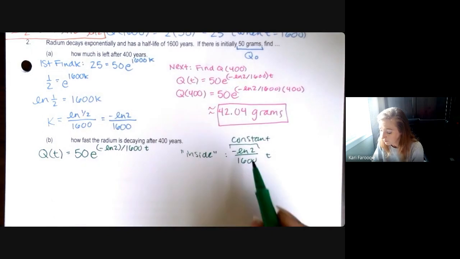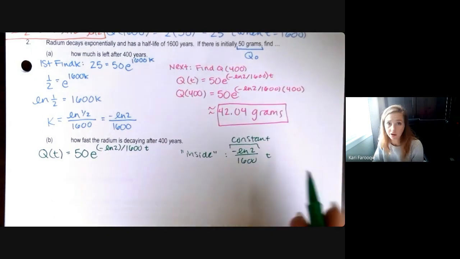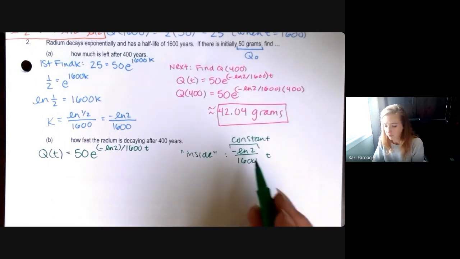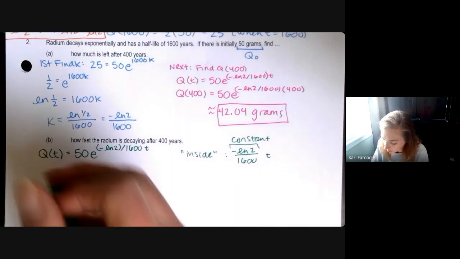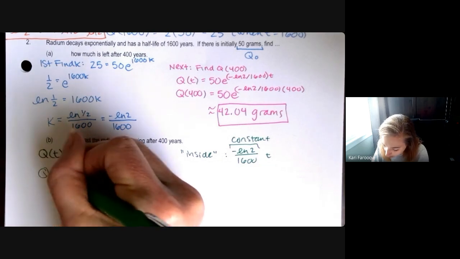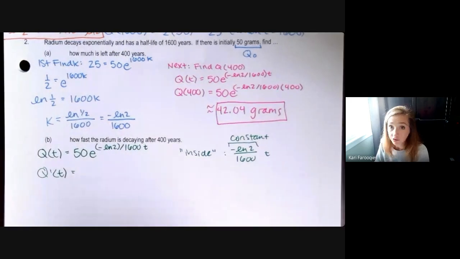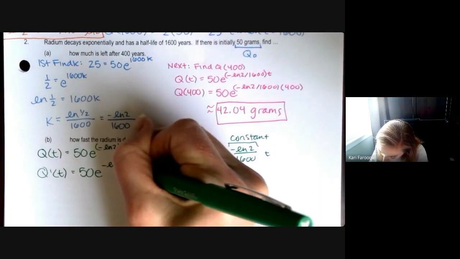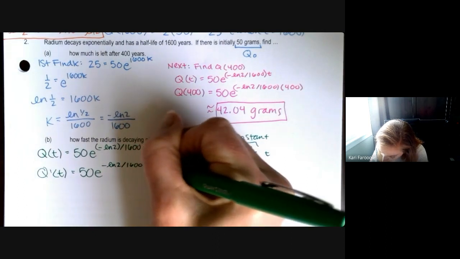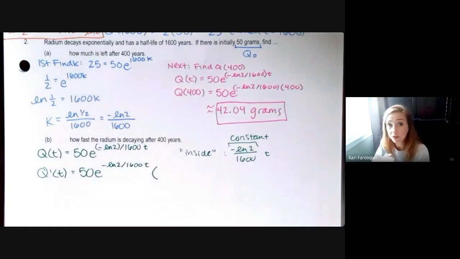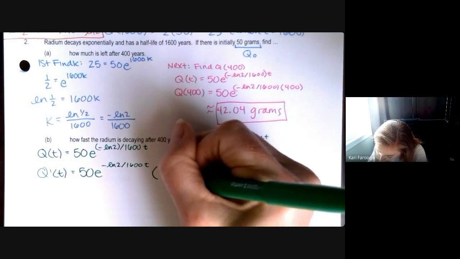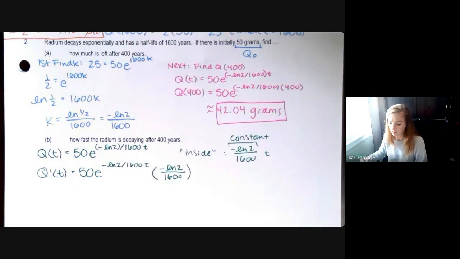So we would say the derivative on the inside is just this constant value, just like how the derivative of 2t would be 2. Same idea. There's just a little more going on here. All right, so let's go ahead and take Q prime. We're going to just keep that constant multiple in front. And then we have e to the negative ln2 over 1600 t. And then we're going to multiply the whole thing, not the exponent, the whole thing, by the derivative of the inside function, which is negative ln2 divided by 1600.